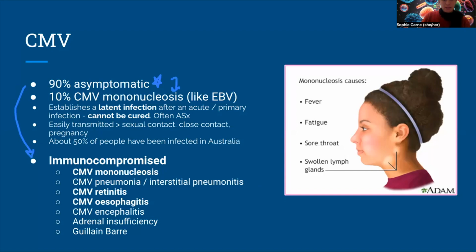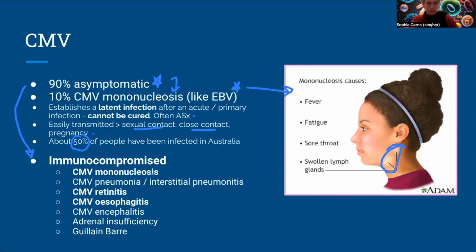10% of people with CMV get this mononucleosis, which presents like EBV, like in this diagram. So you get those swollen lymph nodes. Interestingly, CMV establishes a latent infection after the acute infection, and it cannot be cured, but it's often asymptomatic. So again, many people are seropositive for CMV. It's easily transmitted through sexual contact, close contact, and in pregnancy. It is dangerous. And about 50% of people have been infected in Australia.